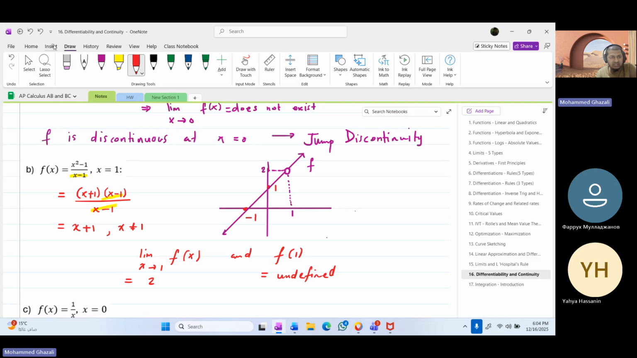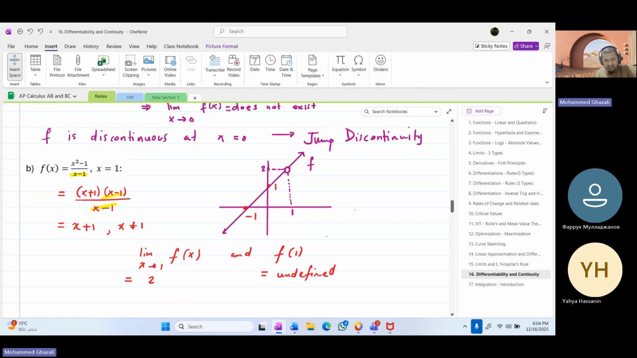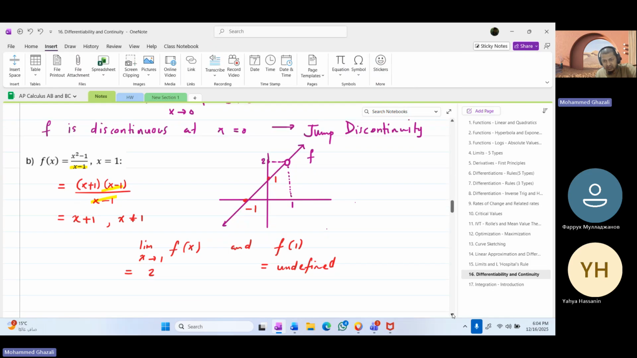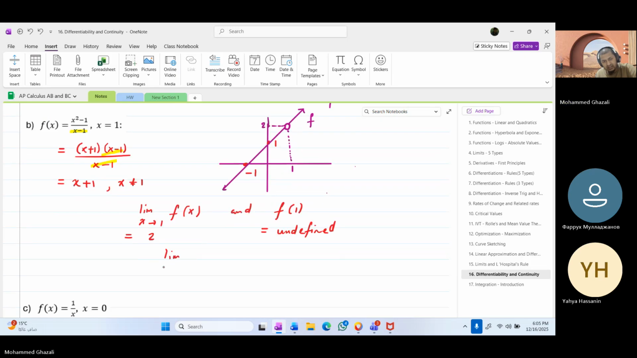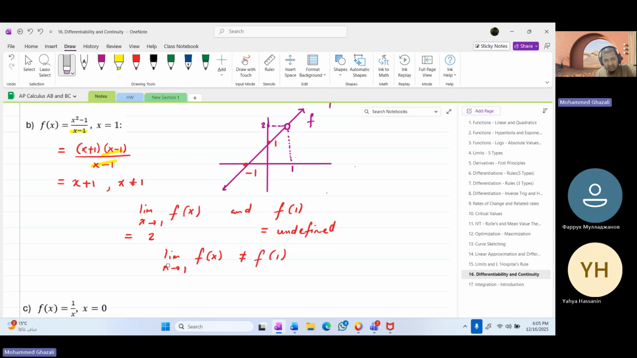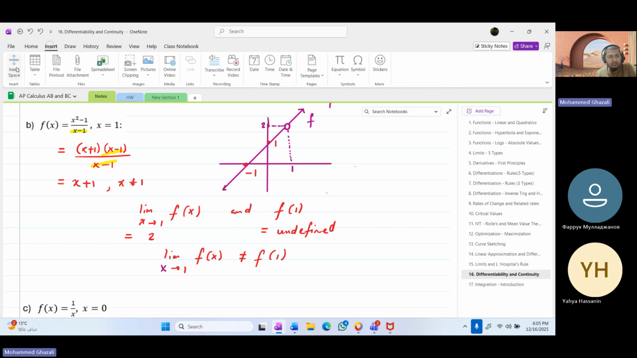So the limit does not exist. Can you see? So you can see this definition of continuity fails here. So we can say limit as x approaches 1 of f of x is clearly not equal to f of 1. If it was equal, then it would be continuous.